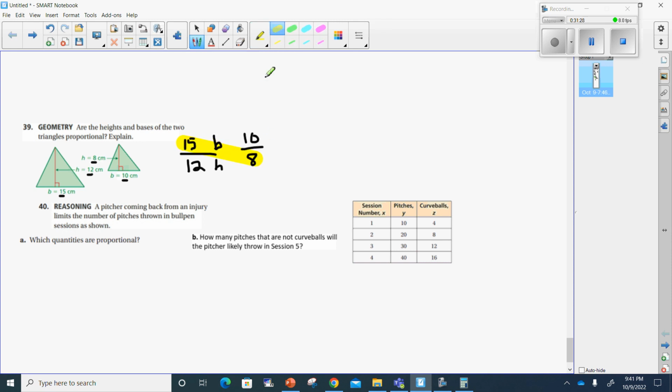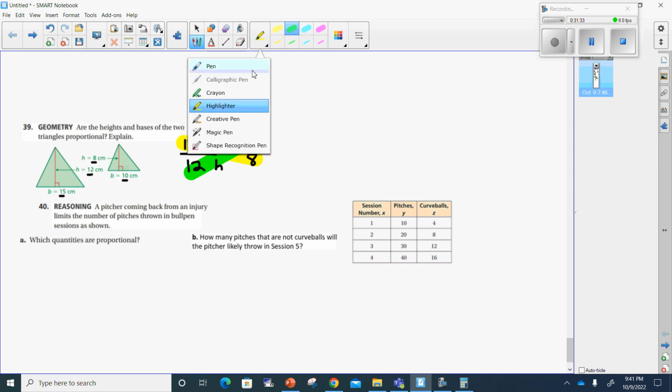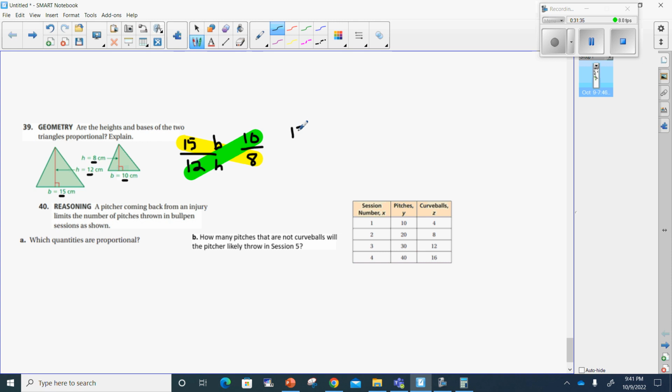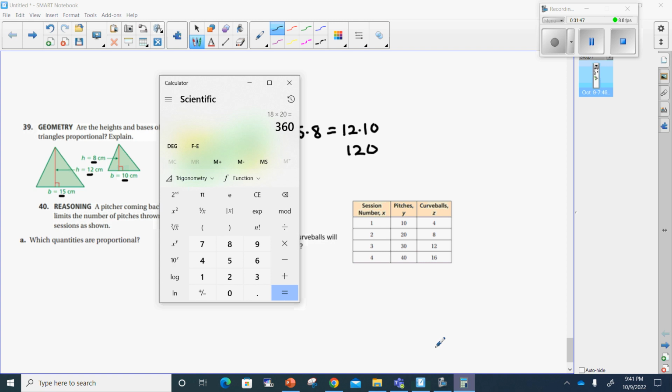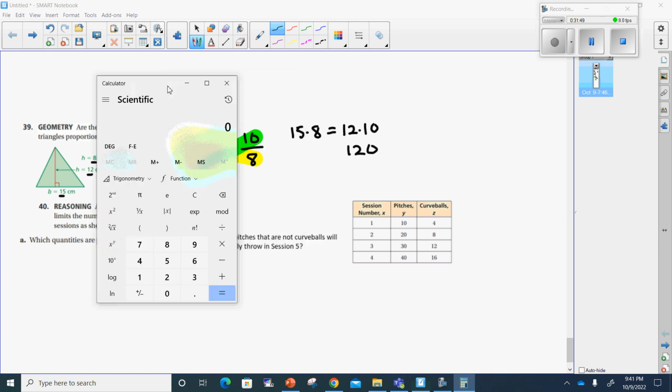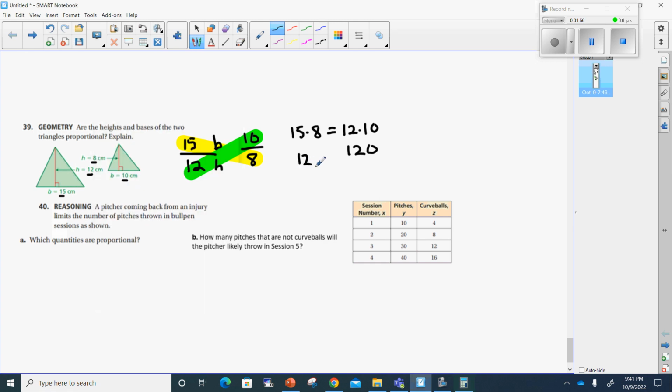Well, that would mean that 15 over 8 has to equal 12 over 10. Let's find out. Well, 15 times 8, does it equal 12 times 10? Well, 12 times 10 is easy. That's 120. 15 times 8, not so easy. So let's go ahead and work that. 15 times 8 equals 120. So yes, this is proportional.